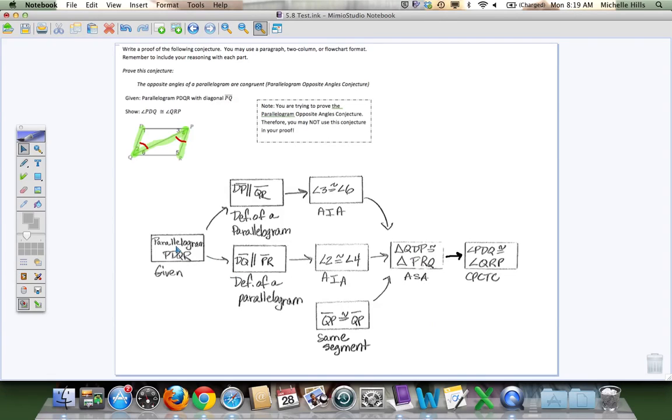But again, the arrows mean the box before it is my if and pointing to the box that's my then. If it's a parallelogram, then I can say this because of the definition of a parallelogram. And if those sides are parallel, then I can say these two angles are congruent because of alternate interior angles conjecture. And these three things together are required. If I know all three of these things, then I can say that these two angles are congruent.